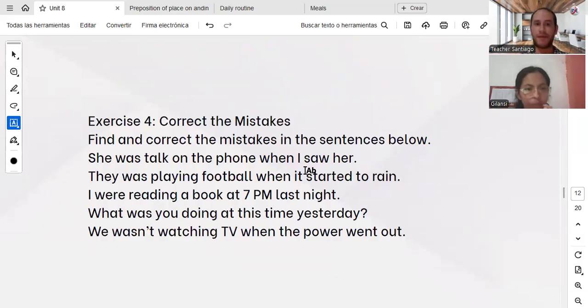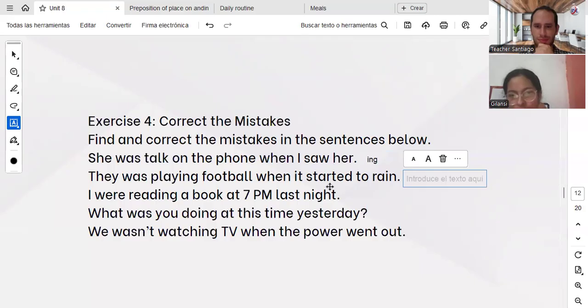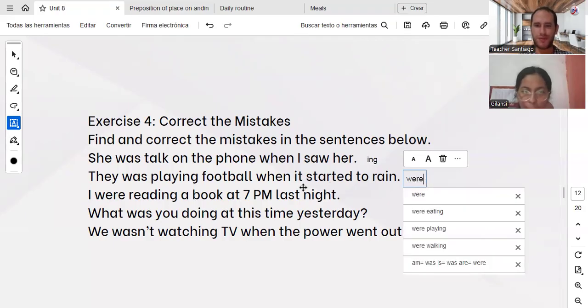Correct the mistake. Find and correct the mistake in each sentence below. She was talk on the phone when I saw her. So which is the mistake here? Talking. It's missing ing. Good job. Next one. They was playing football when it started. They were. Good job. You're on fire.